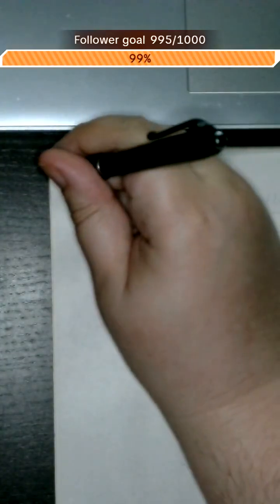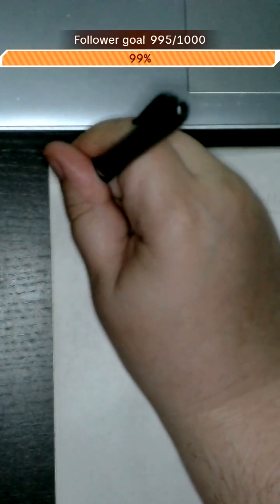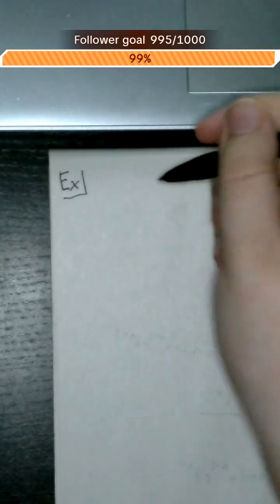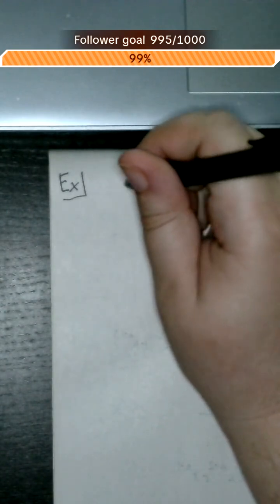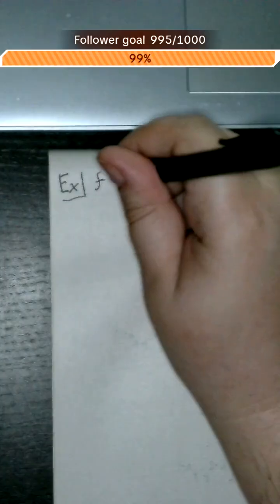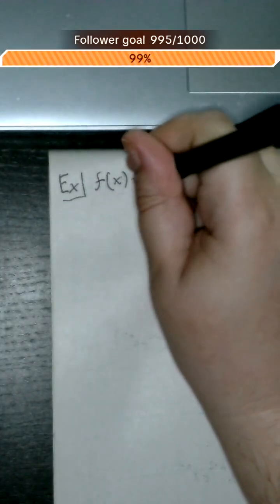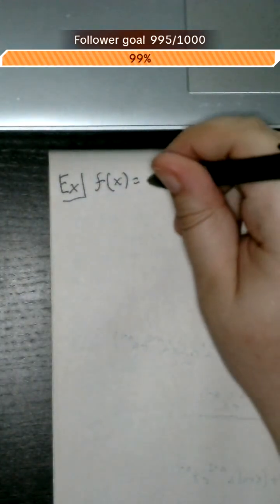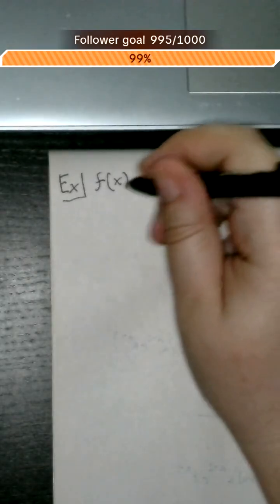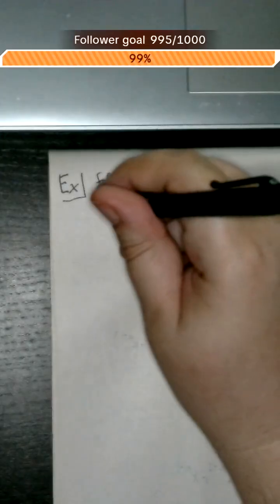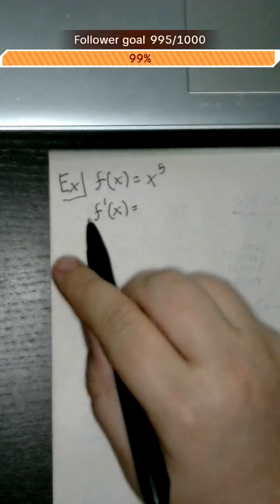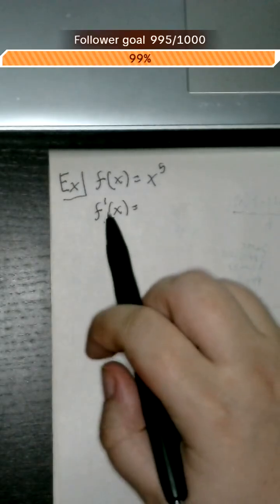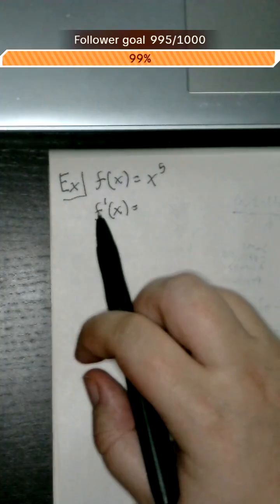So, example. f of x is equal to x to the 5th. Find the derivative of f of x. So that's what this f prime of x means: the first derivative of f of x.